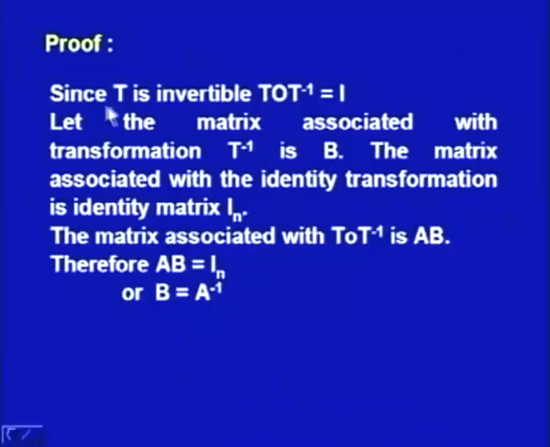To prove this, we consider that T is invertible, and since it is invertible, T composite T inverse is equal to I. So, there exists T inverse for the given transformation T such that T composite T inverse is equal to I. Let the matrix associated with the transformation T inverse be B. The matrix associated with the identity transformation, we know, is an identity matrix. So, the matrix associated with T composite T inverse is AB. Therefore, AB is the identity matrix, and from here we conclude that B is equal to A inverse.